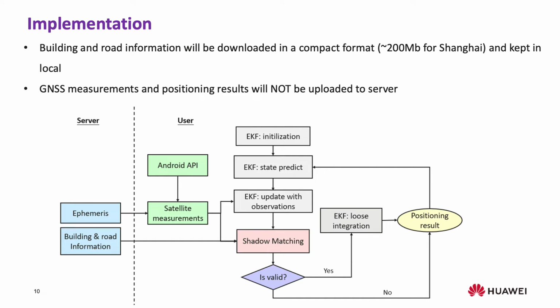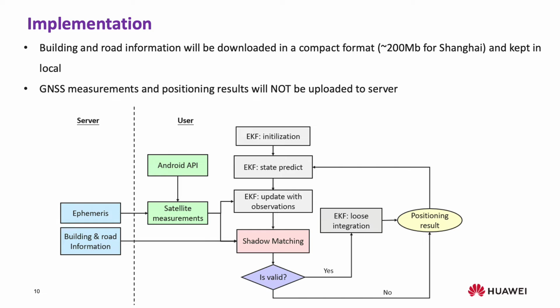This figure shows how the algorithm can be run on a smartphone for real-time implementation. The ephemeris and building model are deployed on the cloud server. The raw measurements can be calculated from the Android API and downloaded ephemeris. The positioning solution and the algorithm can be run on the smartphone, not on the server side.